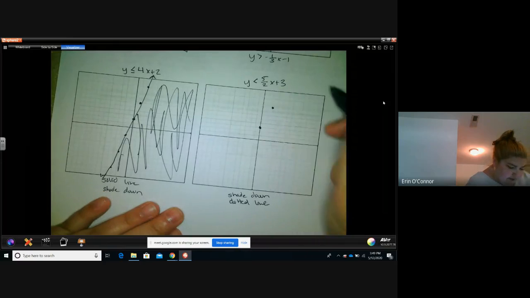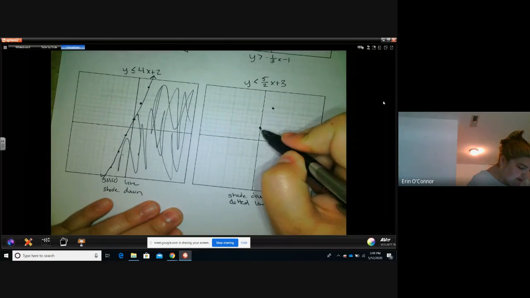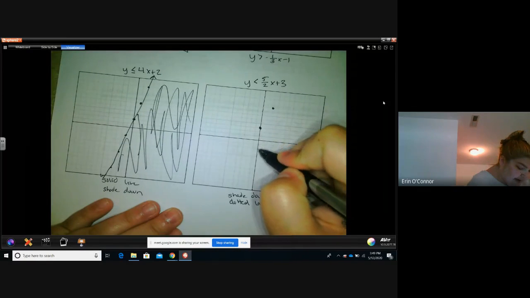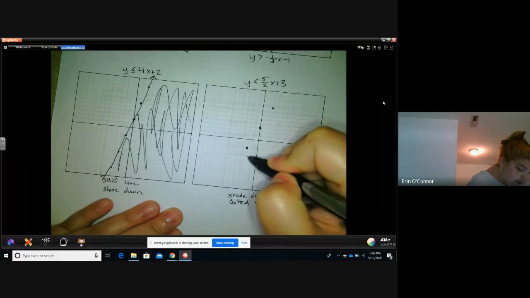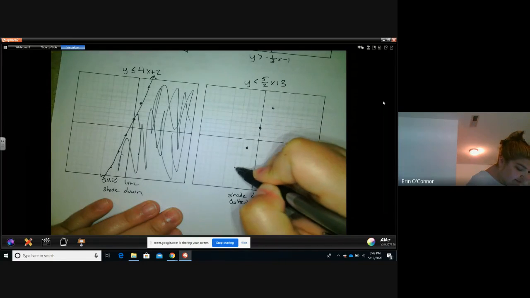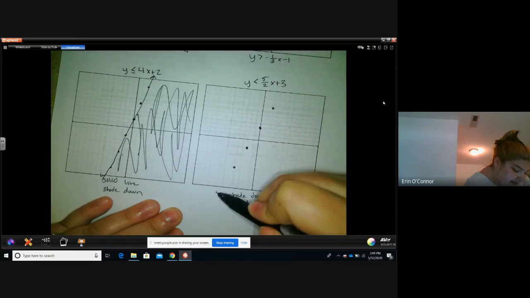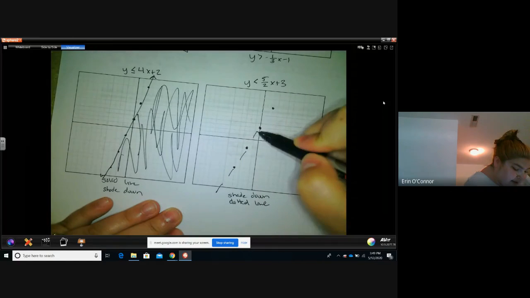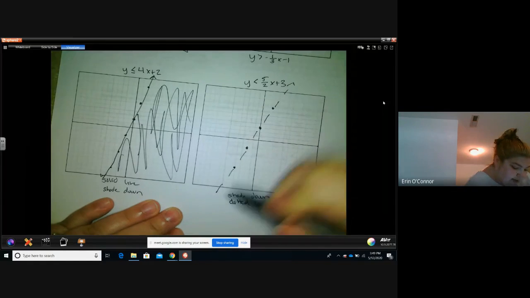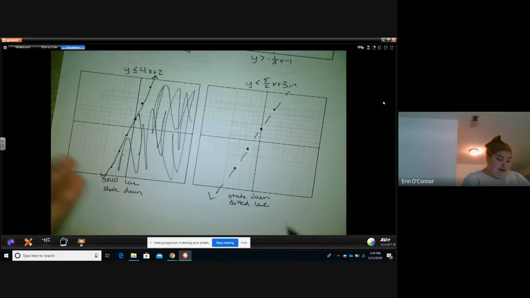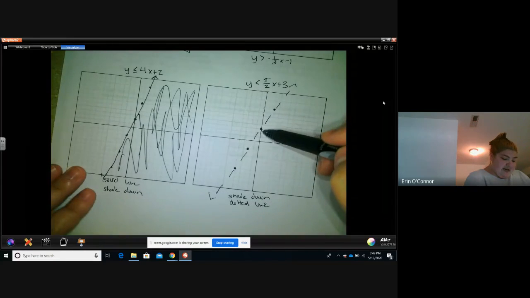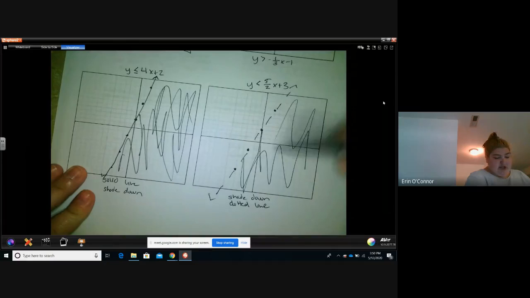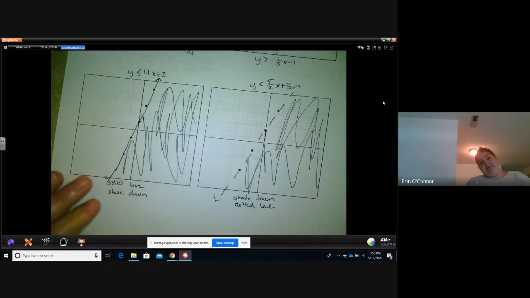Now I can't go up 5 over 2 again, so I can go down 5 to the left 2. 1, 2, 3, 4, 5, 2. Now I said this is a dashed or dotted line, so you have to put that in. And this time we are shading down as well. So we're going to start from the line and go down, which means we're shading this region right here. Okay, one more to do.